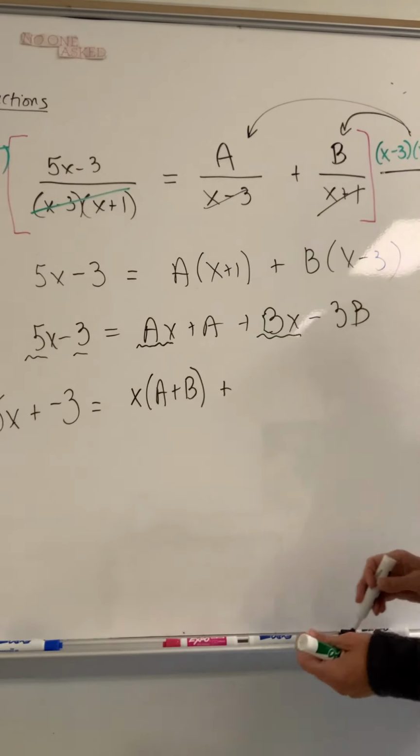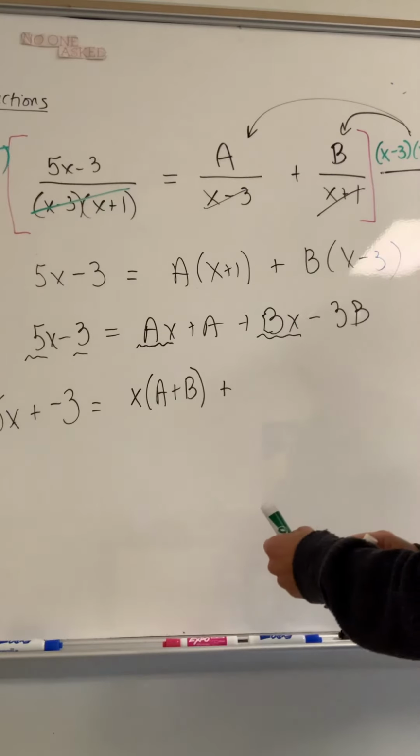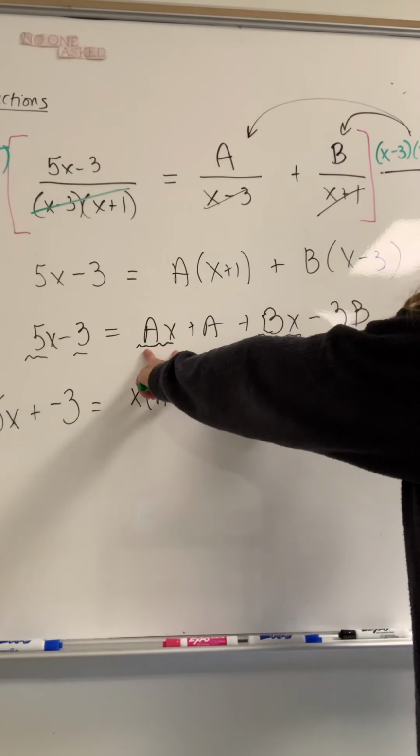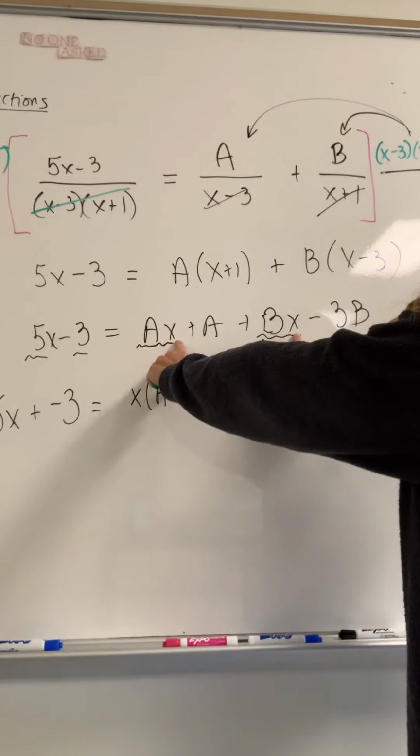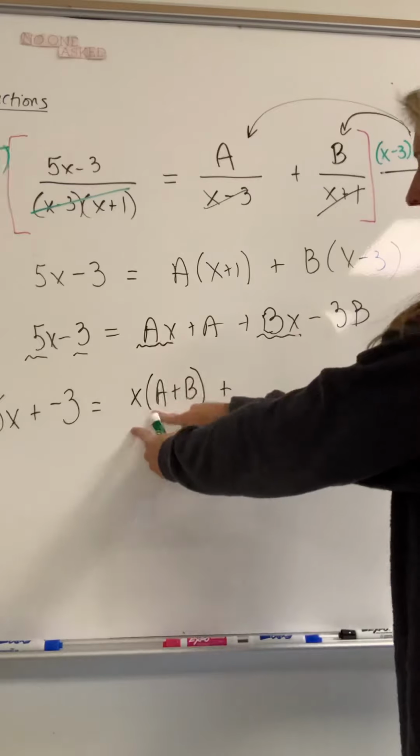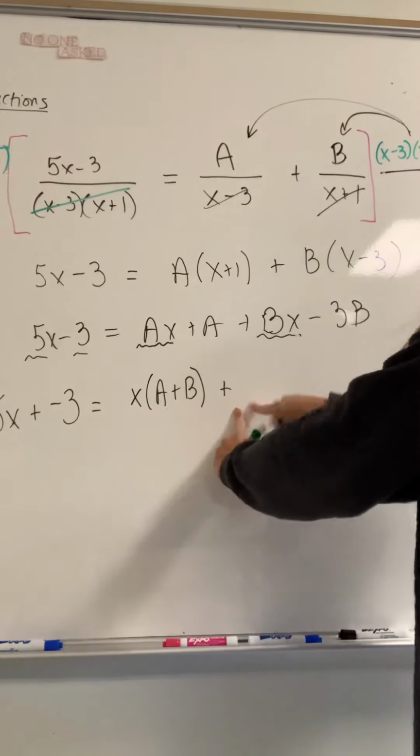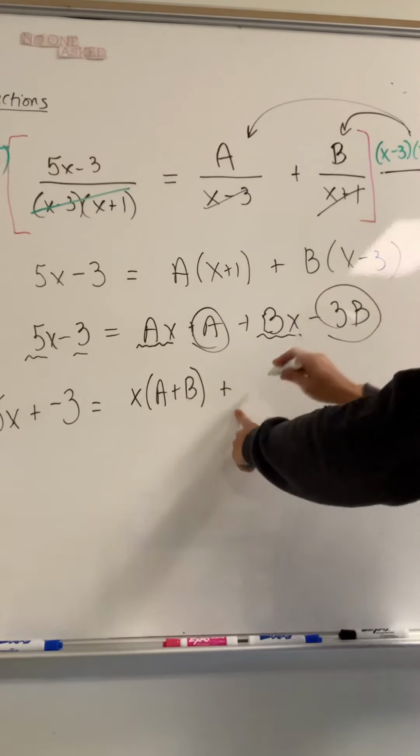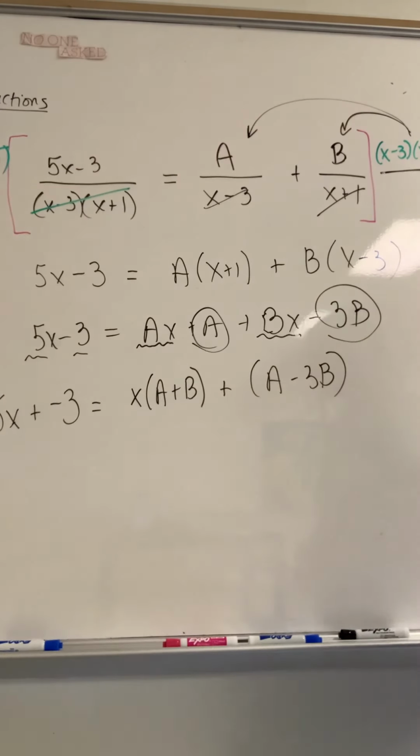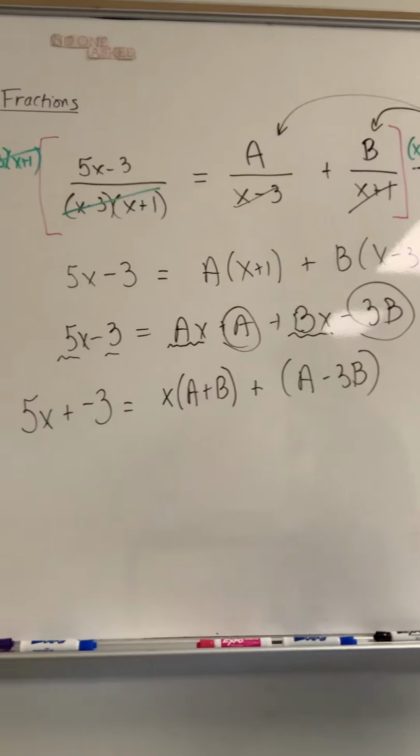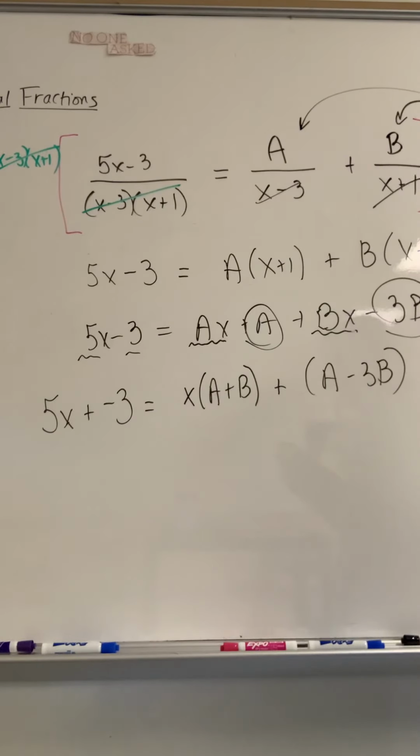So take a second and see what I did. I'm taking the ax and the bx, moving them around so they're next to each other, and pulling the x out of them. I'm making this x times a plus b, plus I have an a and a minus 3b. Group that up together. So how is that helpful?